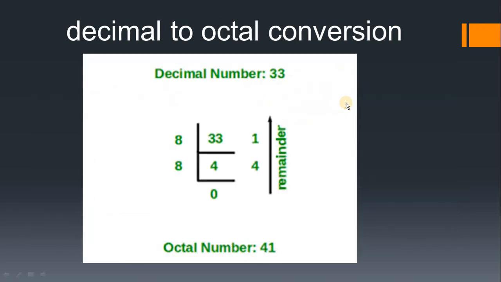Next we will see decimal to octal conversion. So this is your decimal number. For converting into octal, you have to divide by the octal base. The octal base is 8. So 8 fours are 32, so here the quotient is 4 and the remainder will be 1. Now this is the smaller number, so you write 0. The 4 is as it is. So 41 is your octal number.